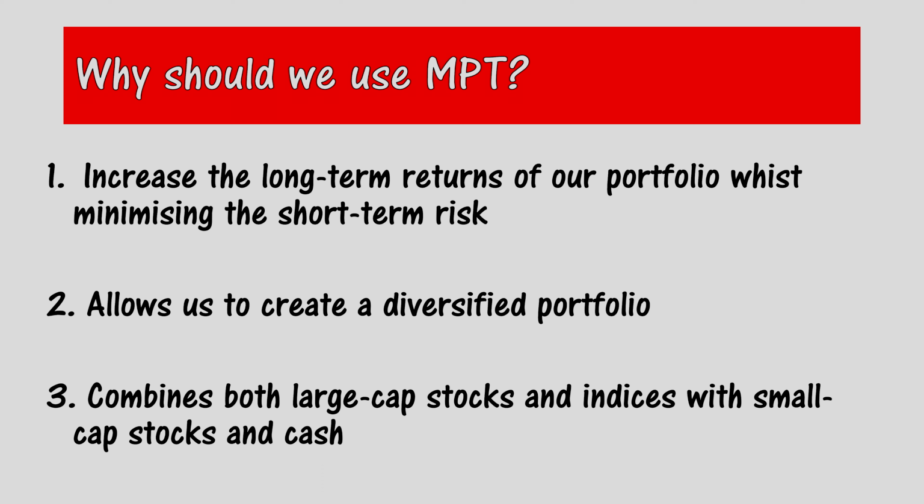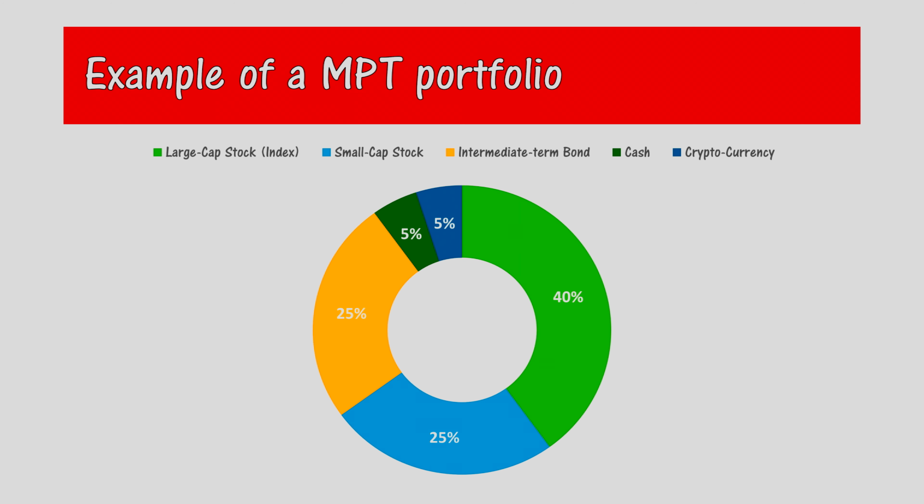The Modern Portfolio Theory lets us invest into large cap stocks and indexes, as well as small cap stocks and cash. Here, I have made an example of a typical Modern Portfolio Theory portfolio. Generally, a large portion, here 40% of the portfolio, would be in a large cap stock index, for example the S&P 500 or the FTSE 100. Next would come two segments, which are still substantial: small cap stocks, for example individual companies, and intermediate term bonds. These would both represent a quarter each in our portfolio.